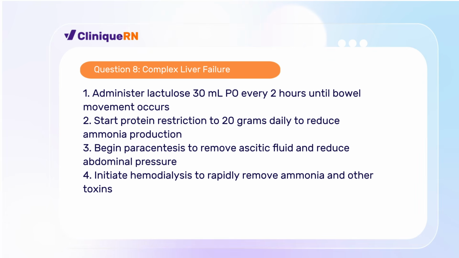1. Administer lactulose 30 milliliters by mouth every 2 hours until bowel movement occurs. 2. Start protein restriction to 20 grams daily to reduce ammonia production. 3. Begin paracentesis to remove acidic fluid and reduce abdominal pressure. 4. Initiate hemodialysis to rapidly remove ammonia and other toxins.